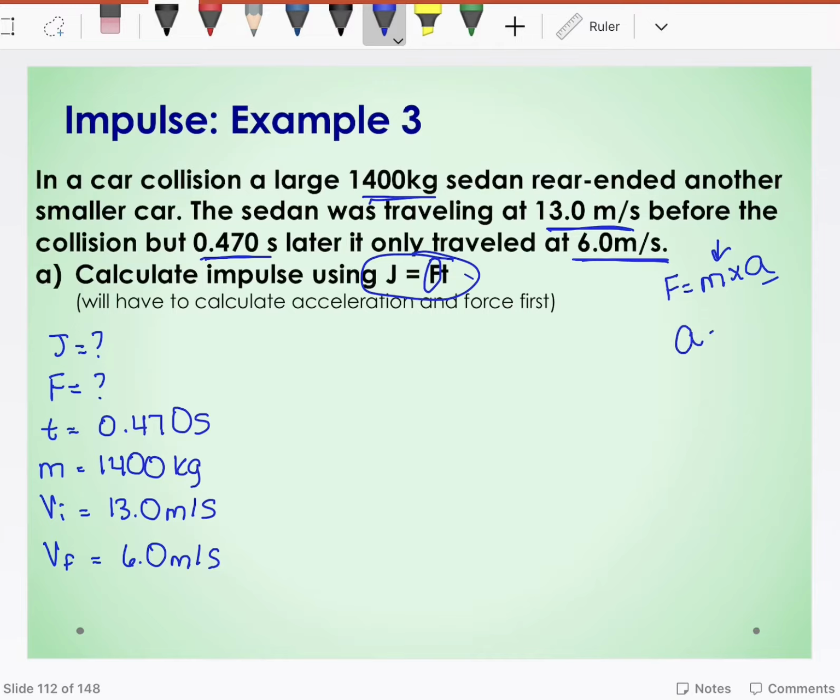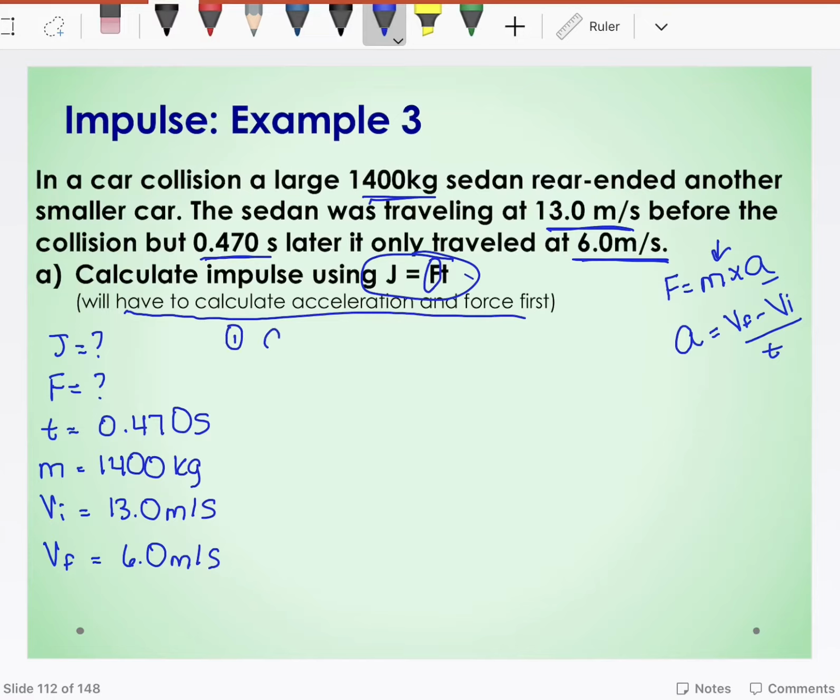Okay, what do we need to calculate acceleration? We need final minus initial velocity over time. We actually have all of those factors. So this is a fairly high level question, where we have to piece together multiple things in order to finally arrive at the answer. But we have all the information, it's just going to take some steps. So the hint here was you have to calculate acceleration and force first, which we will.